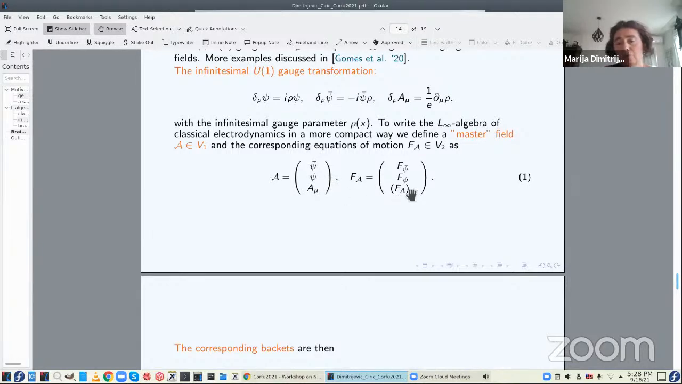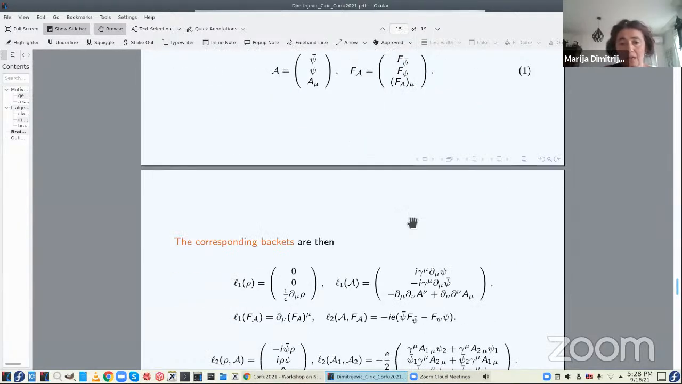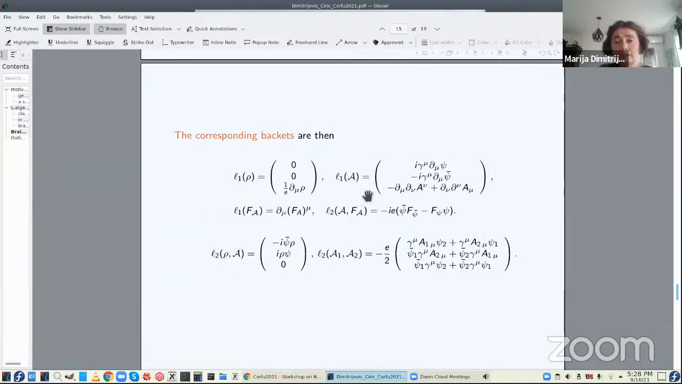Here we have one U1 gauge field, and psi and psi bar, so two spinors. And the equations of motion we will also group in this form. And then the corresponding brackets of the classical electrodynamics can be written in this way. So L1 of rho and L2 of rho and A, these two give the gauge transformation of your field. L1 of A and L2 of A1 and A2 give the equations of motion, and these two give the second Noether identity.